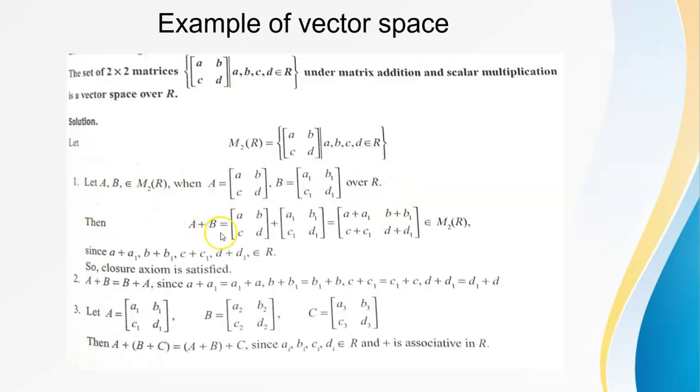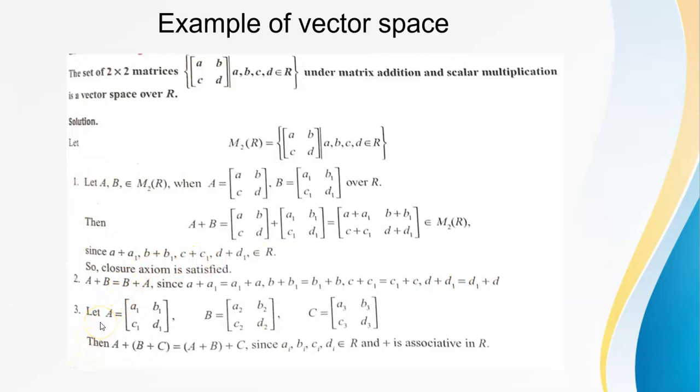Now we take A + B equals [a + a1, b + b1, c + c1, d + d1], which belongs to M2(R), where a + a1, b + b1, c + c1, d + d1 belong to R. Therefore, the closure axiom is satisfied. Next, A + B equals B + A, since a + a1 equals a1 + a, b + b1 equals b1 + b, c + c1 equals c1 + c, d + d1 equals d1 + d.